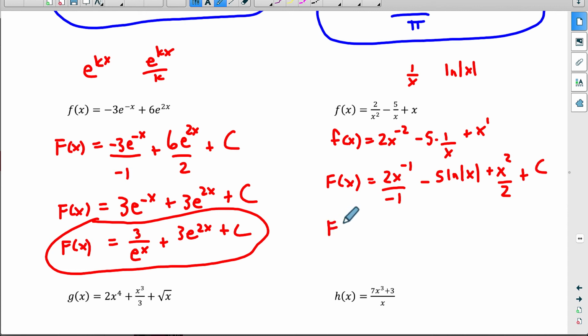Now we go through and simplify everything. So 2 divided by -1 is -2. Hey, want to get rid of that negative exponent? Why don't we throw that x into the denominator? We got rid of that. Minus 5 times the natural logarithm of the absolute value of x. Nothing we can do there. In fact, there's nothing else we can do in the whole question. So we are done.